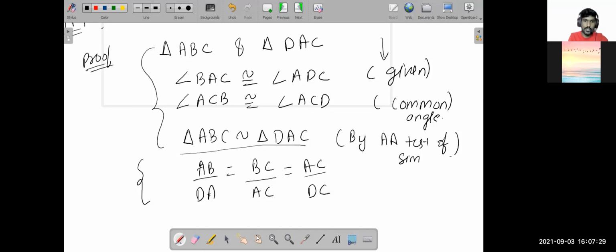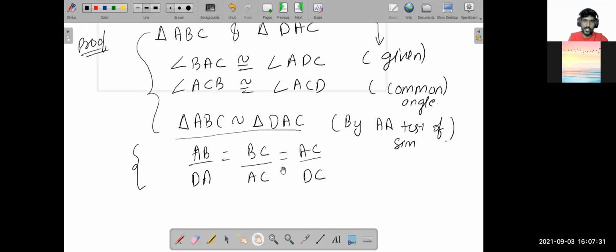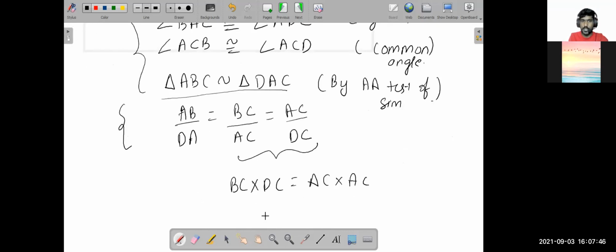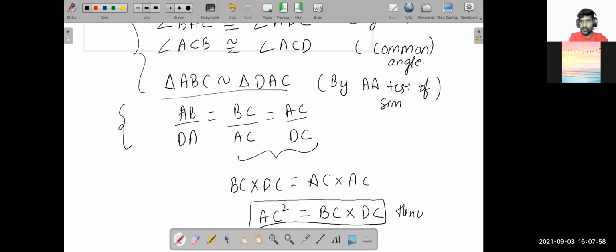Okay, so now you find out the corresponding sides. We require only these two. Do cross multiplication. You'll get BC into DC is equal to AC into AC, which is AC square. So you have AC square is equal to BC into DC. Hence proved.